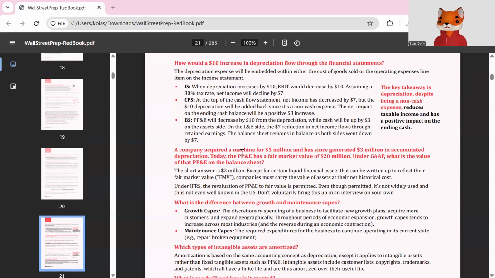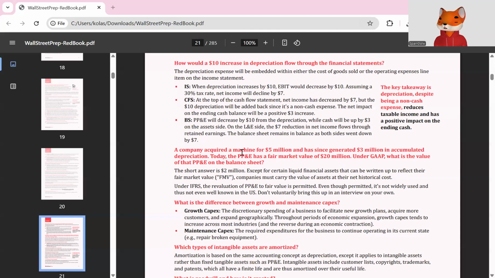So if the company acquired a machine for $5 million and generated 3 million in accumulated depreciation, so the PPE has a fair market valuation of 20 million. Under GAAP, what would be the value of PPE on that balance sheet? The short answer would be 2 million, except for certain liquid financial assets that can be written up to reflect their fair market value.